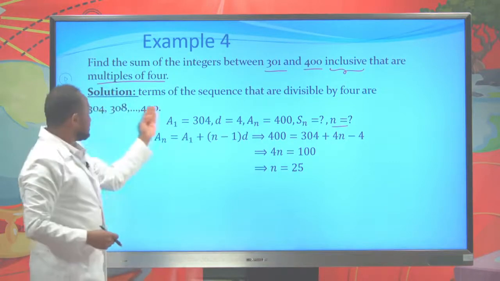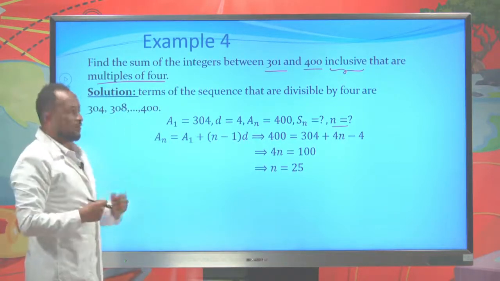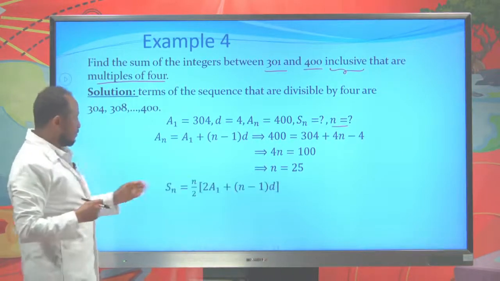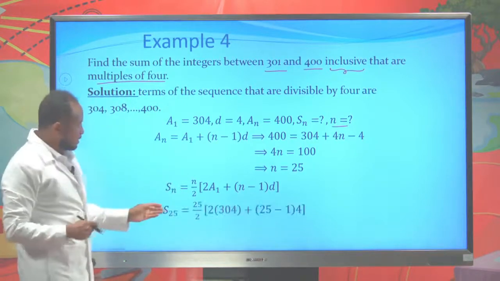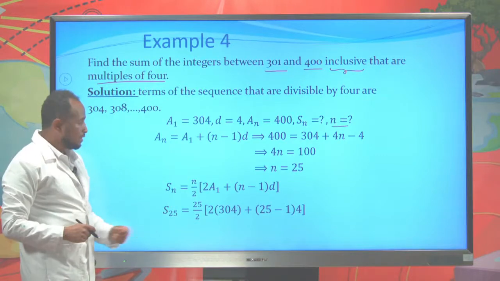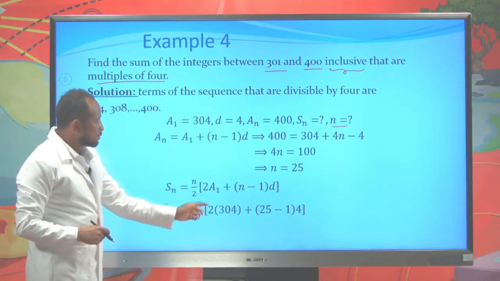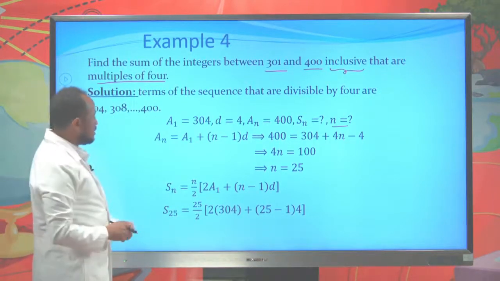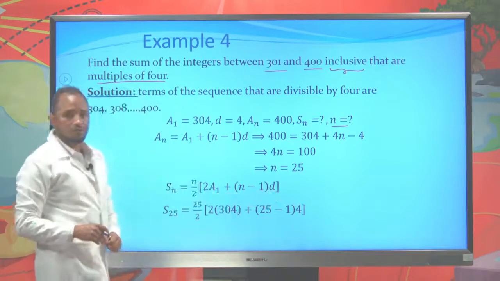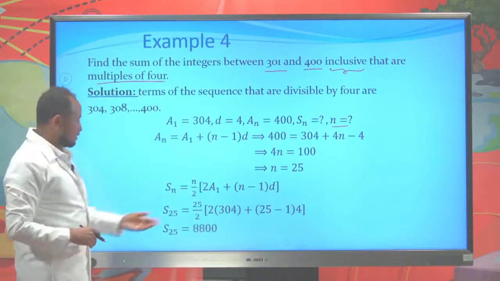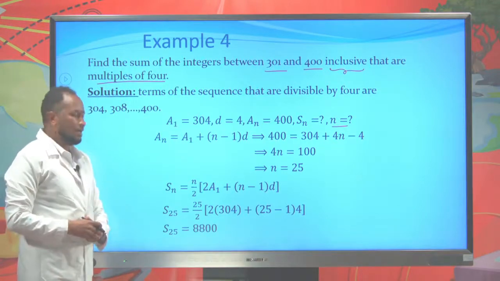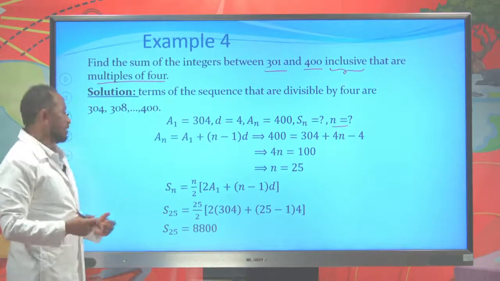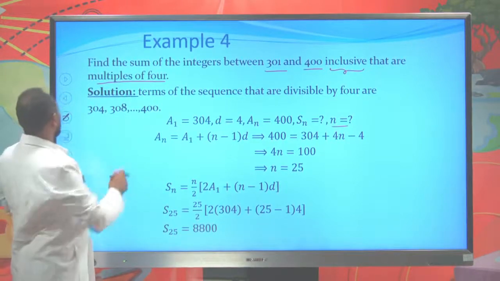So the number of terms is 25 terms. We have 25 terms. So we are asked to find the sum of these 25 terms. So applying the formula, you will have S25 is equal to 25 over 2 times twice of a1. The first term is 304, twice of a1 plus n, which is 25 minus 1, the common difference is 4. So the result will be this. When you simplify this, you get 8,800. So you can check the numerical value at the end of the lesson. So let's proceed to the other part.